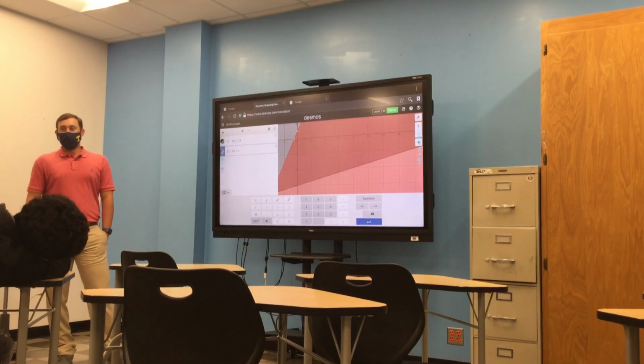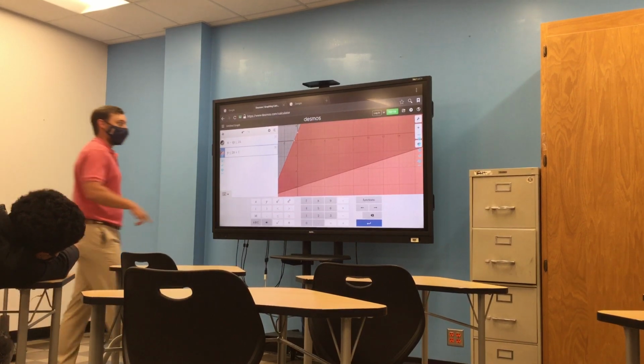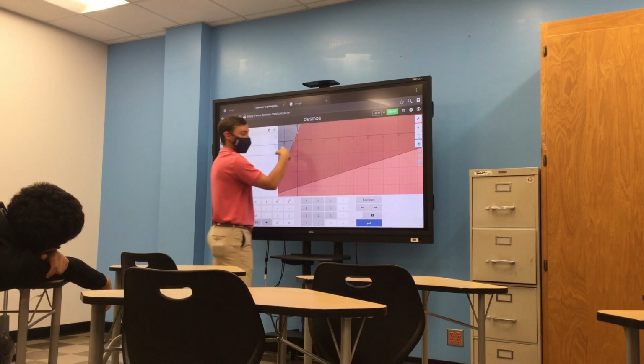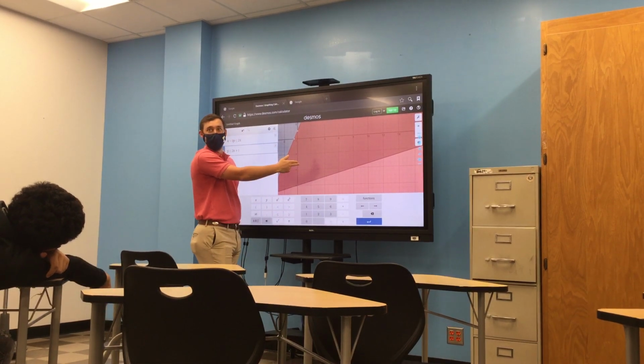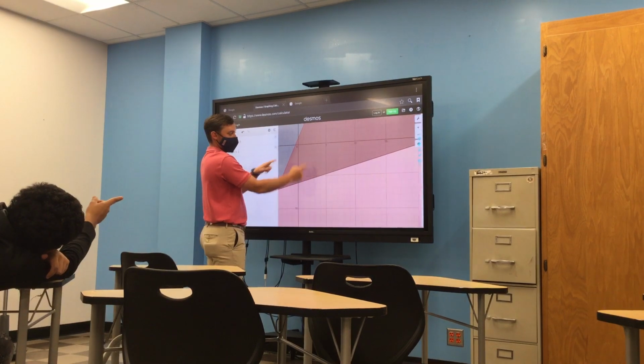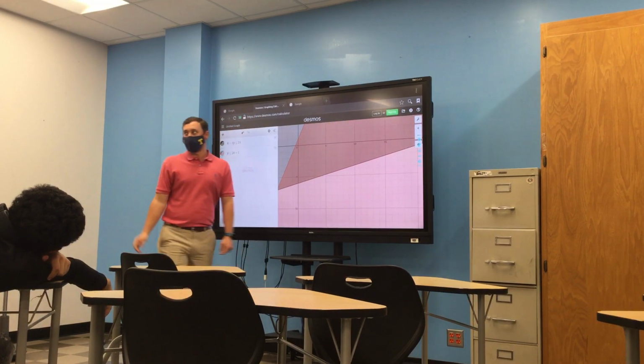All right, so look here at our graph. What do you notice in this area? That's darker than the other one. Well, it's darker because what happened? It's double shaded. So which one of these areas is my solution? It's double shaded, this middle, right? Anything in this area would be your solution.